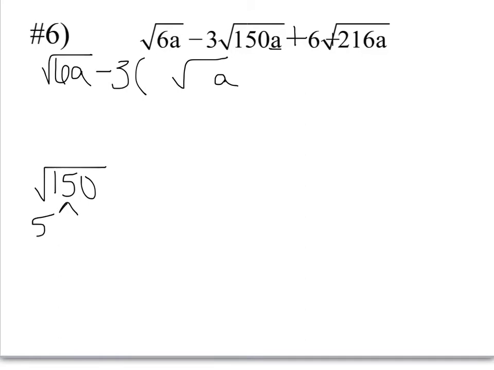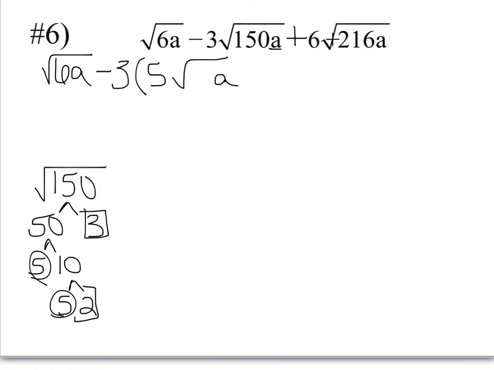I know my parentheses is going to have an a in it because of this a right here. So 150 can be broken down to 50 and 3, and then 50 to 5 and 10, and then 10 to 5 and 2. So I know I can bring a 5 out front, and then inside I'm going to leave 3 times 2, which is 6. And then I've got plus 6. Now let's do the square root of 216.